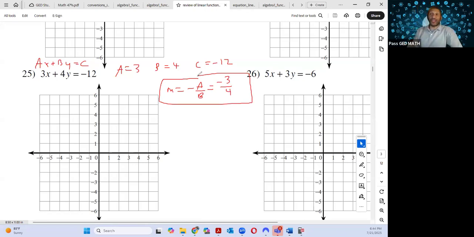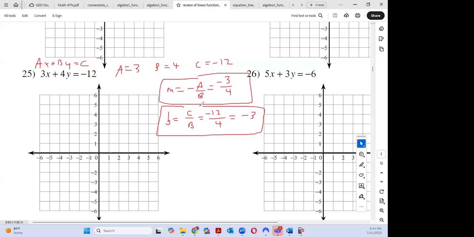But I need 2 things for the equation of a line. I need slope and my y-intercept. To find my y-intercept is c over b. My c is -12. My b is 4. -12 over 4 reduces to -3.